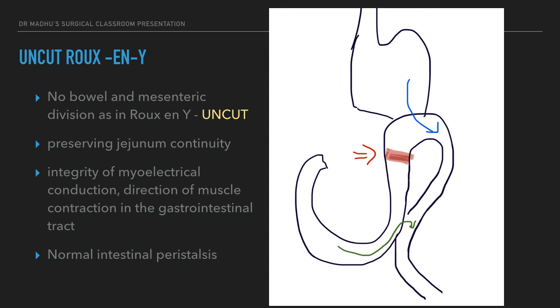So this basically is called the uncut Roux-en-Y anastomosis, because there is no bowel division or there is no mesenteric division. This can preserve the jejunal continuity, thereby the integrity of myoelectrical conduction, and the direction of gastrointestinal muscle contraction is preserved, resulting in normal intestinal peristalsis. This is one of the ways that can be employed to counter what is called a Roux stasis syndrome.